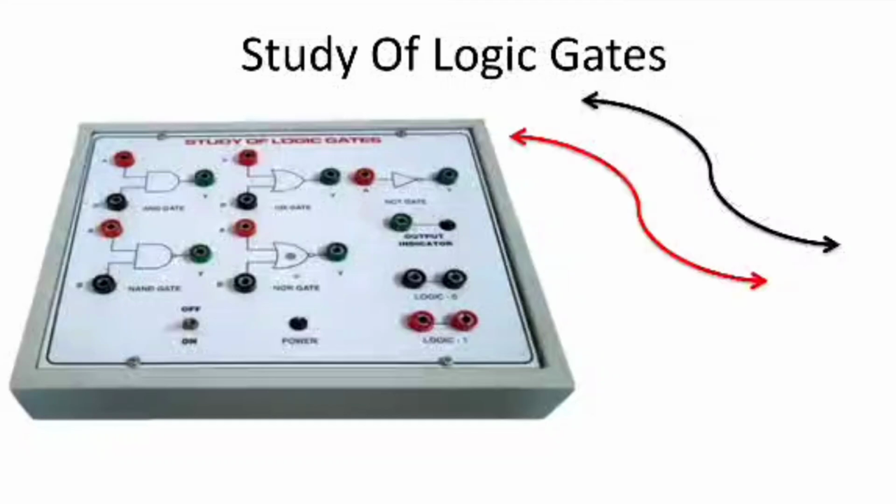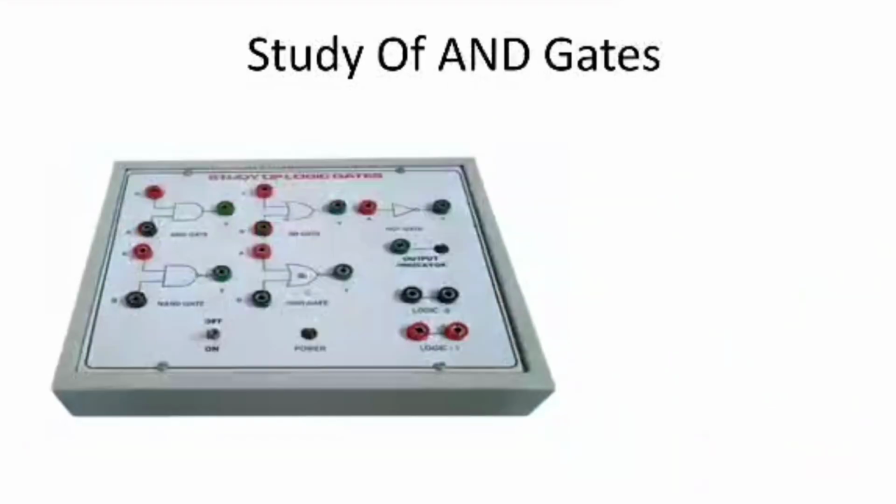Now let's see study of each gate, its connection one by one with the help of these connecting cords. Here we are using these two cords for inputs A and B and this third cord for the output Y. Now let's start with logic gate AND.